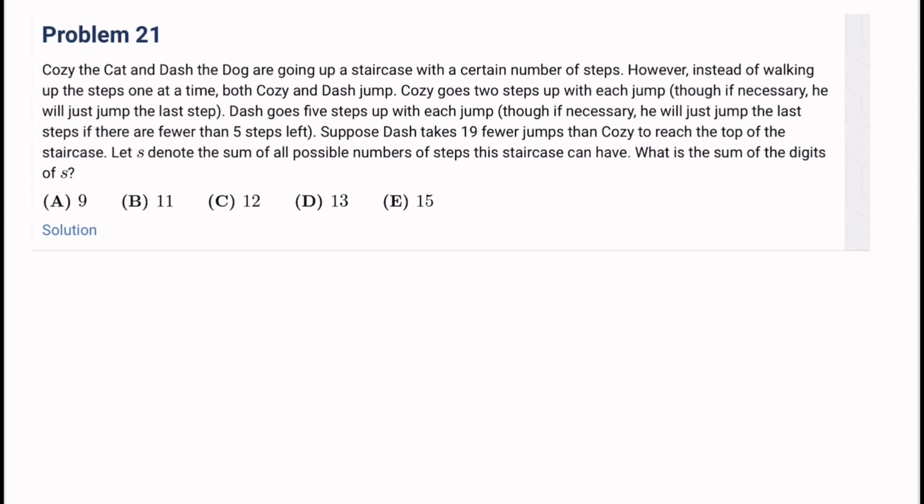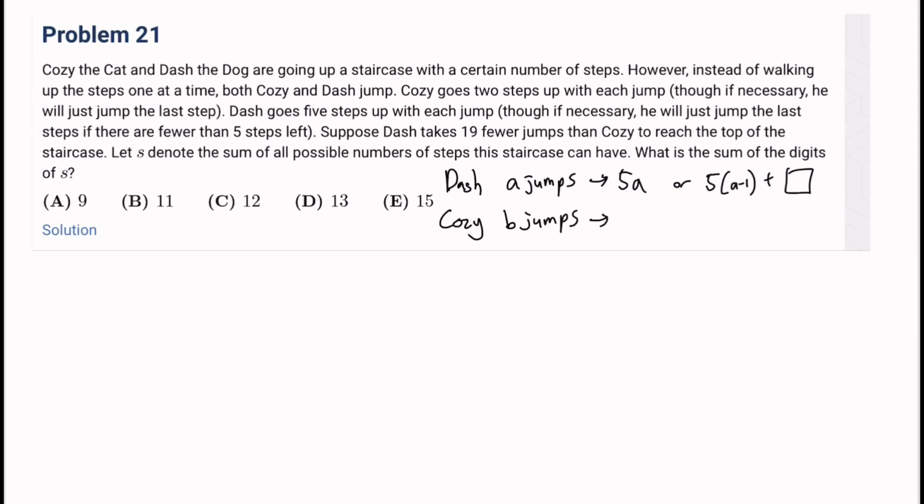Okay, so first of all, if Dash took A jumps, then the number of steps on the staircase would be 5A, or 5A minus 1 plus a certain number from 1 to 4, right? And similarly, if Cozy jumps B times, then the number of steps will be 2B or 2B minus 1, right? So one of these two will be equal to one of these two, right?